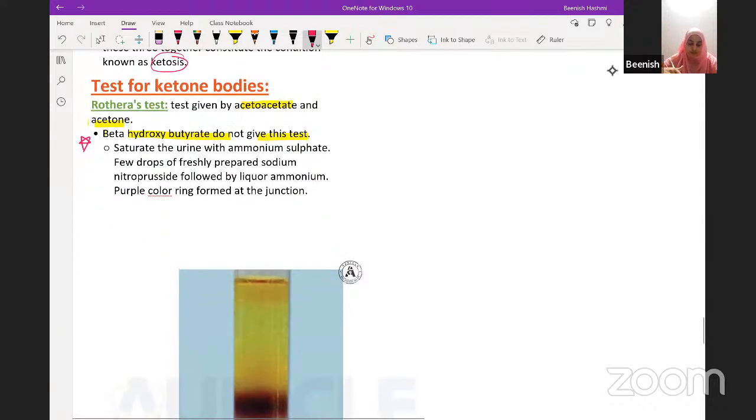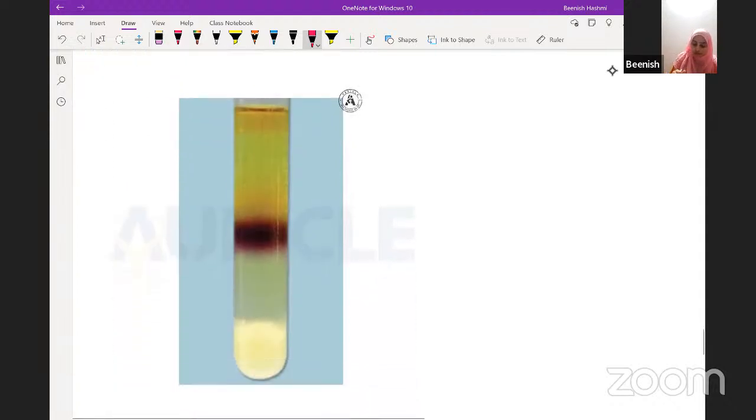Now, in labs, I'm sure you must have performed this in the abnormal constituents of urine, where you take a urine sample, saturate it with ammonium sulfate, and then add a few drops of freshly prepared sodium nitroprusside followed by liquid ammonia. You will see a purple colored ring formed at the junction of the two liquids.